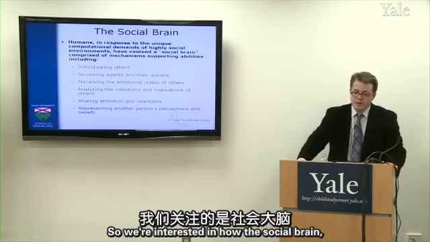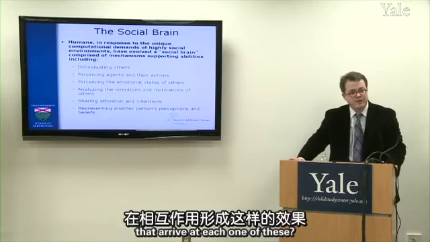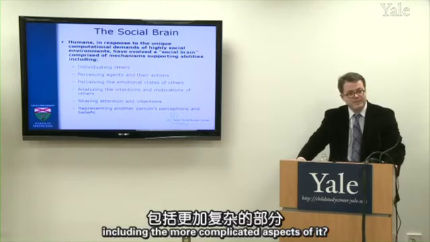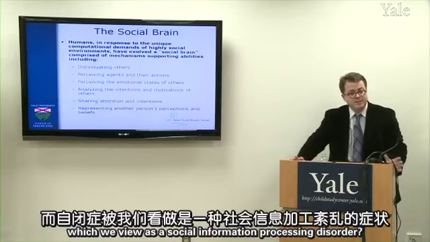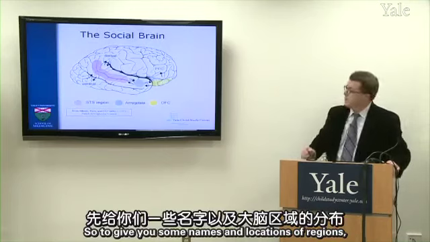So we're interested in how the social brain works: what are the parts of the social brain that allow you to do each one of these, how do they work together in order to do the more complicated aspects of it, and then fundamentally how is that altered in a disorder like autism, which we view as a social information processing disorder.